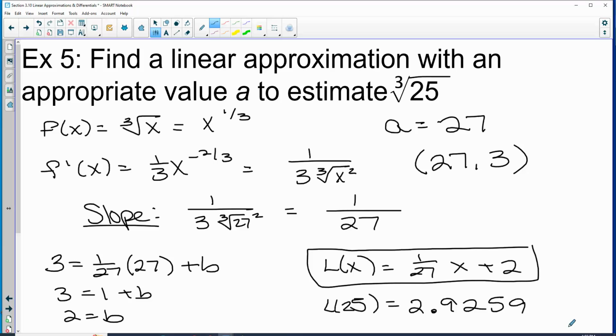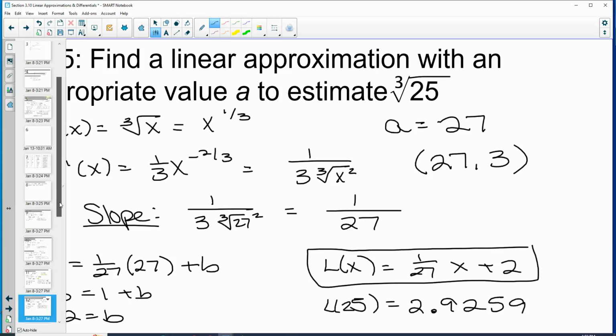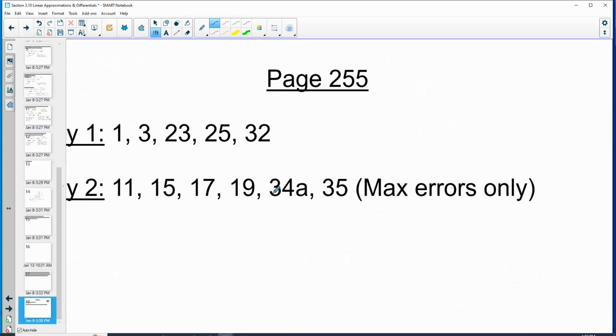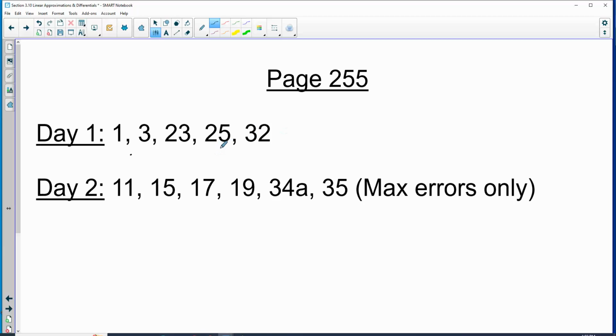Alright. Any questions so far? This is our stopping point for today. Tomorrow we are going to talk about differentials and error, so this is what you are ready to start, and then tomorrow we will finish.